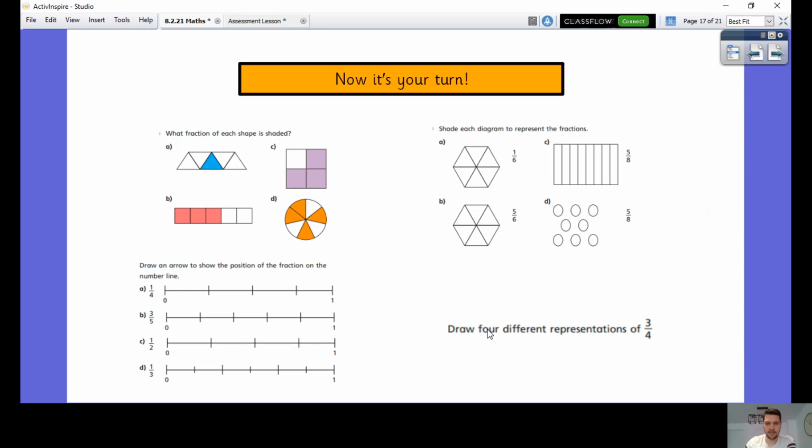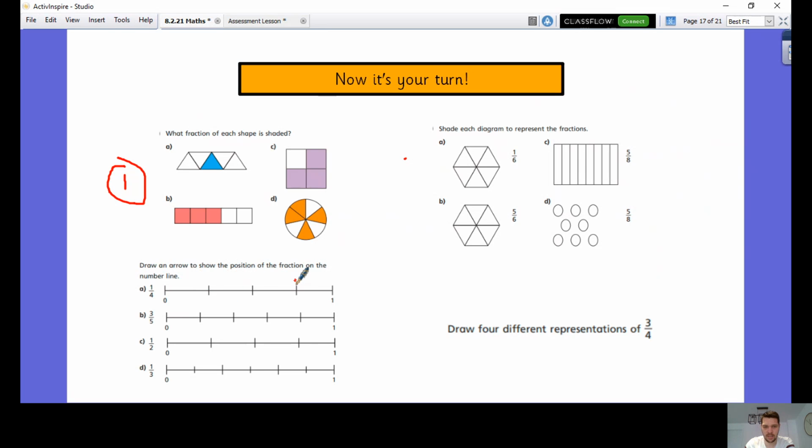So your task for today, these are on scaffolds for you, but please feel free to draw them out and colour them in if you want to. On the scaffolds, you are going to use the little paint pot, which is the fill, and then choosing any colour you want. So you've got what fraction of each shape is shaded. You've got shade each diagram to represent the fractions, so 1/6, 5/6, 5/8, and 5/8. Draw an arrow to show the position of the fraction on the number line.